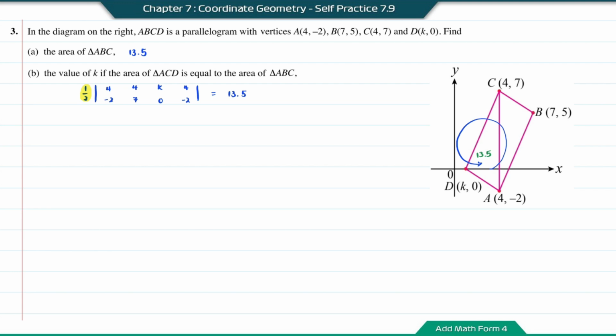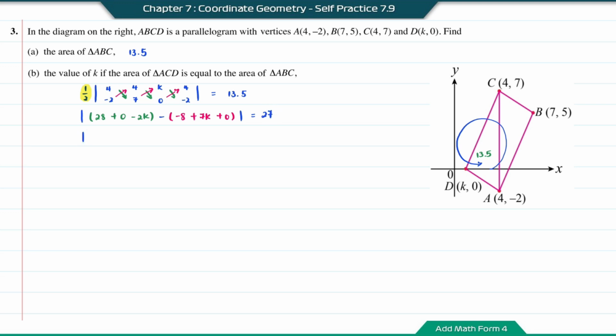So next, I'm going to move the 1 over 2 to the right hand side. So the sum of all products in these directions will be bracket 4 times 7, this is positive 28, 4 times 0, this is equal to 0, and K times -2, this is going to be negative 2K. Then minus the sum of all products in these directions. So bracket, -2 times 4, this is -8, 7 times K, positive 7K, and 0 times 4, this is equal to 0. So this is equal to 13.5 times 2, which is equal to 27.